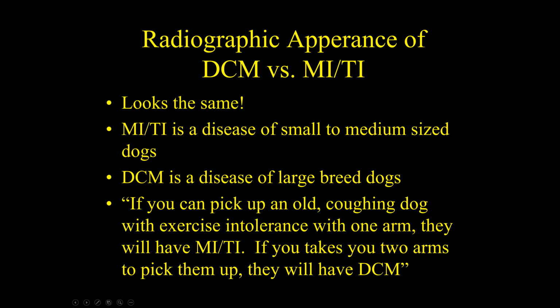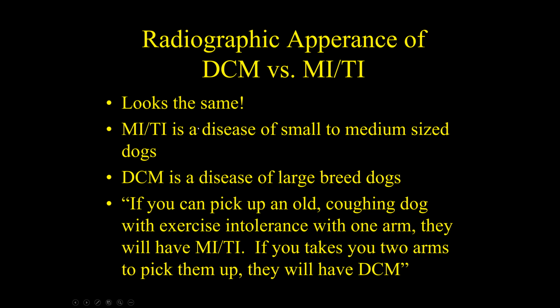The radiographs basically are going to look the same, except one is a disease of small breed dogs, mitral insufficiency, tricuspid insufficiency, or valvular endocardiosis. And dilated cardiomyopathy is a disease of large breed dogs.